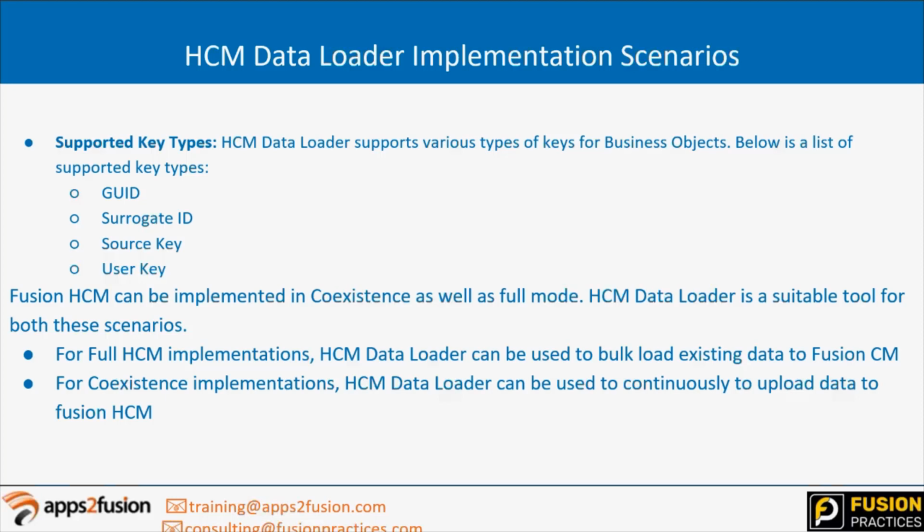One is the surrogate ID, GUID, source keys, and user keys. These are the 4 keys supported in HCL. You can ask why this key structure is required. In any system, to uniquely identify a business object, we need a key, a unique condition. For example, if you consider a job, the job name is unique. If you consider a location, the location name should be unique, to identify that unique factor.